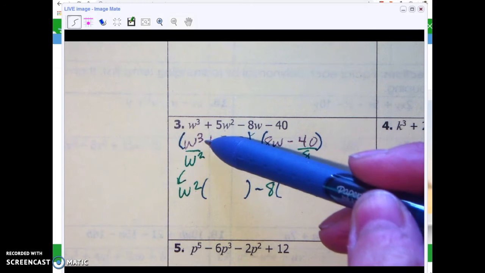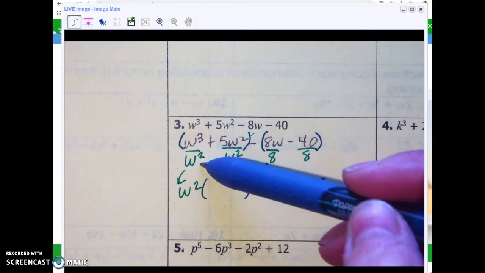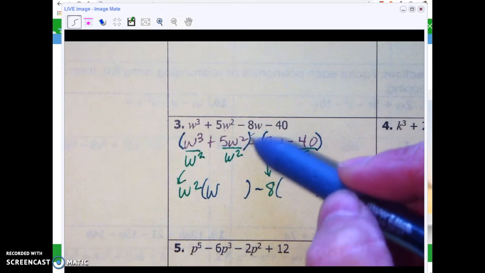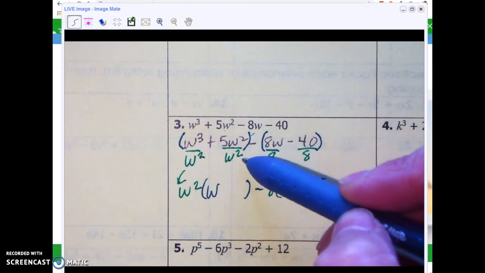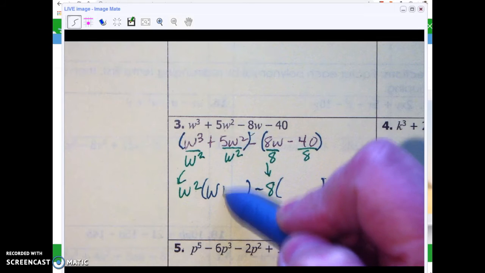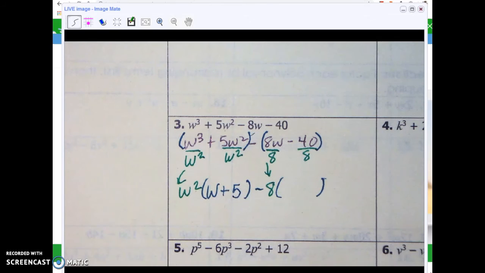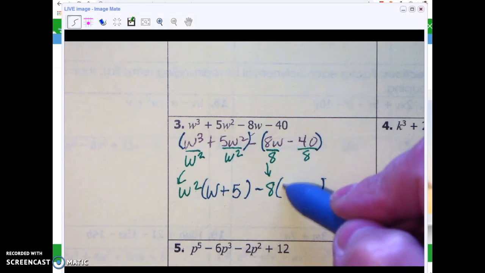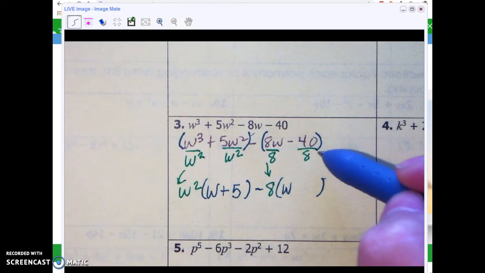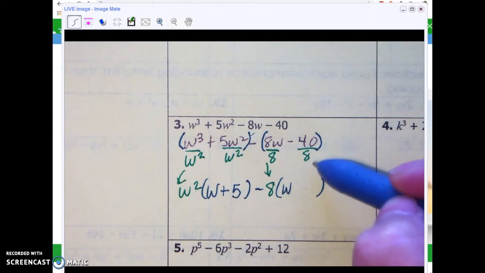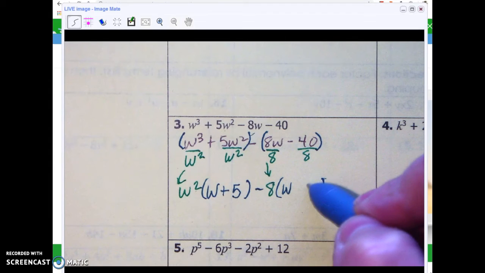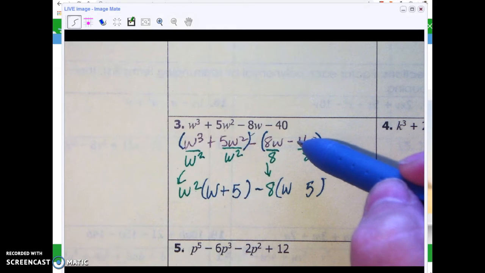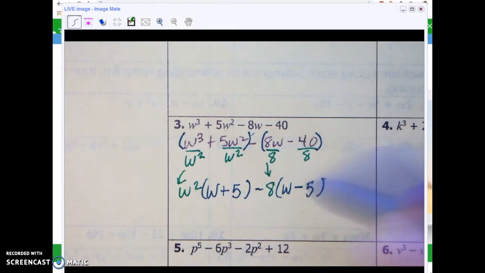W to the third divided by w squared is going to leave me with just a w. And then 5w squared divided by w squared will leave me with just a plus 5. And then 8w divided by 8 leaves me with a w. And then 40 divided by 8 leaves me with what? 5. Now, I have a negative here, so I'm just going to put the negative.